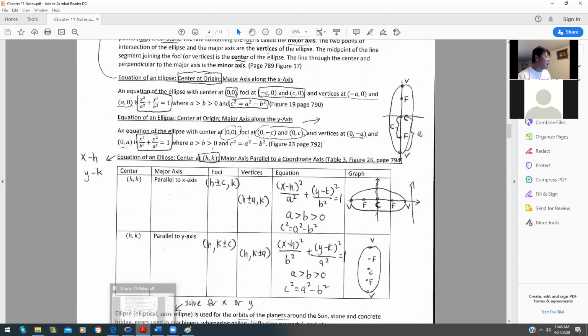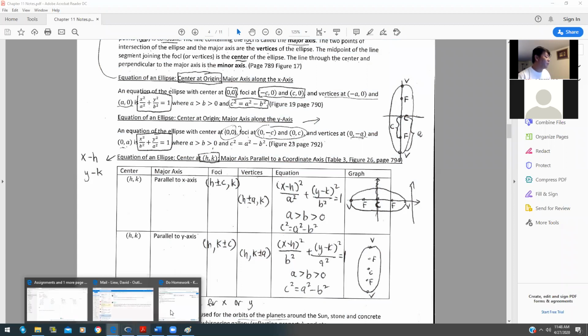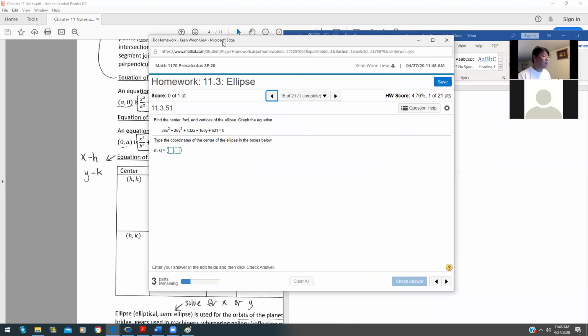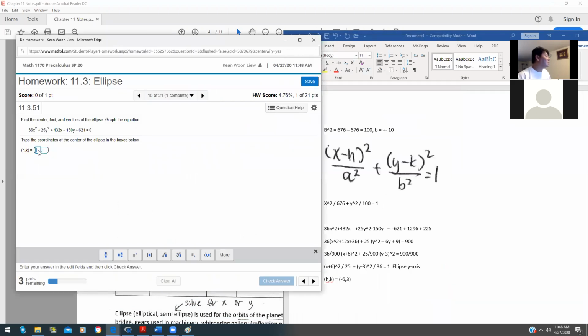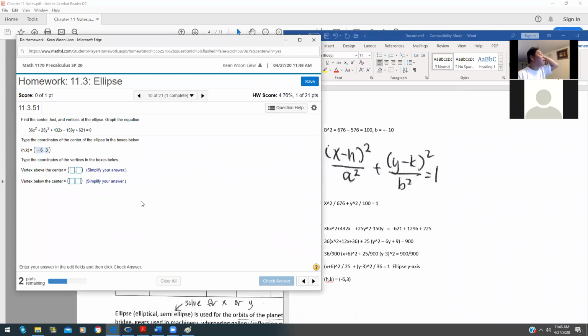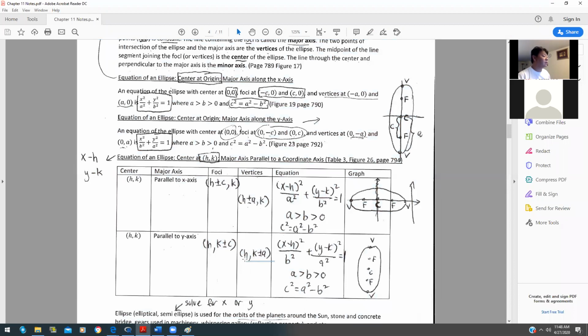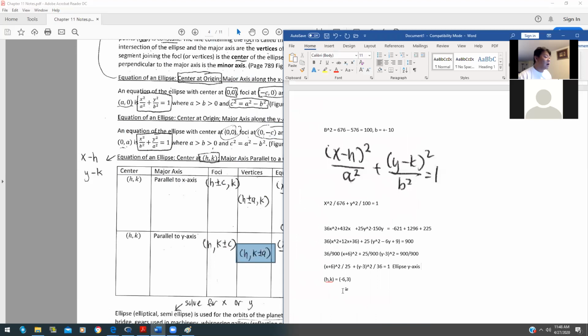So we got that. We kind of figured out what's going on here. We got the ellipse, and the center of this ellipse is negative 6, 3. Next, you have to find your vertex. This is the formula you use to find your vertex because it's parallel to the y-axis. So what is a in this case?